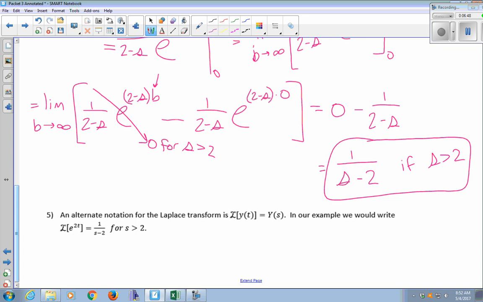So this is our notation for the Laplace transform. It's just like a cursive L of y of t. It takes a function in terms of t. You apply the Laplace transform and you get a new function in terms of s.